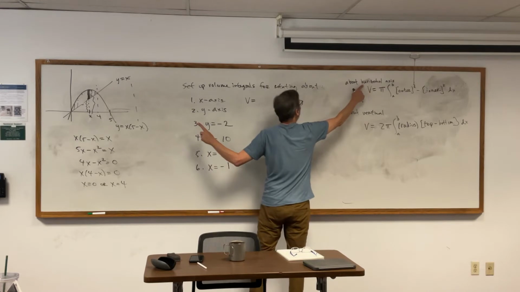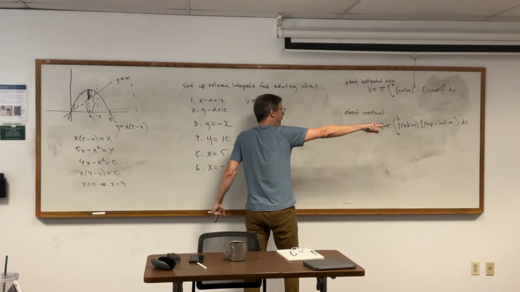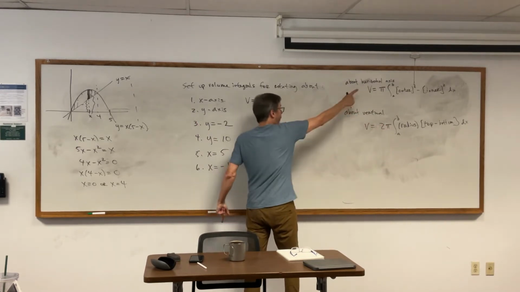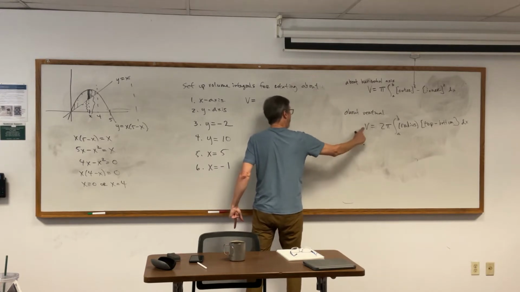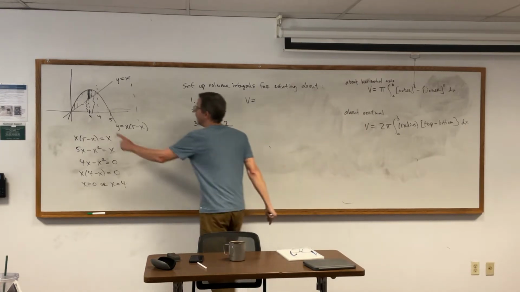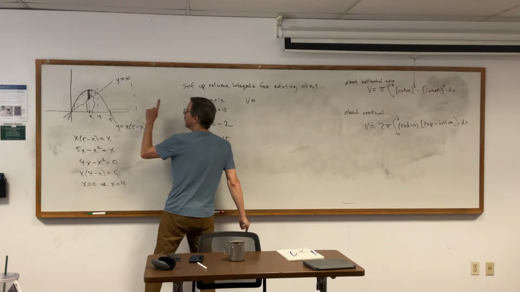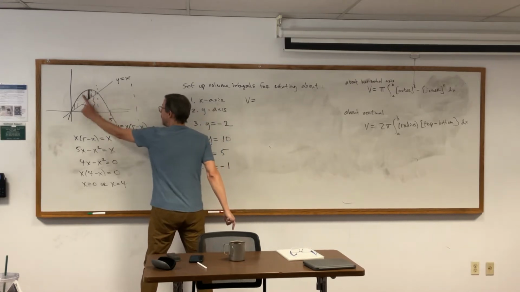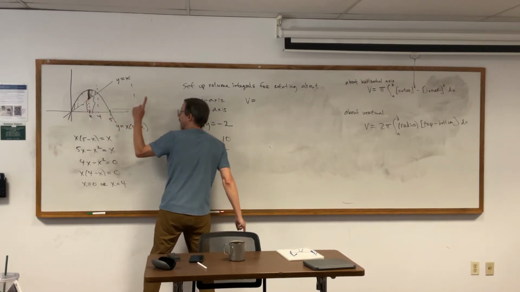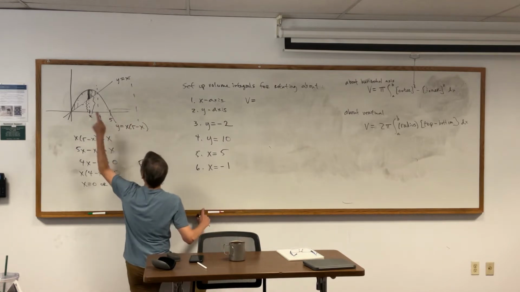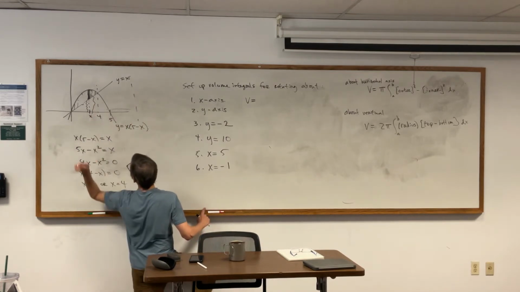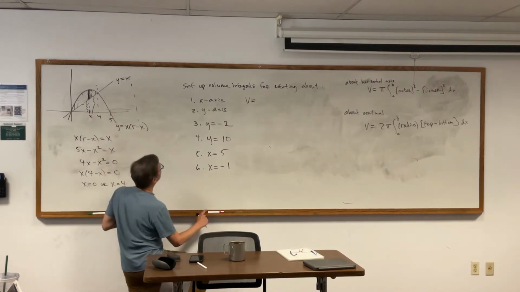So for a horizontal axis, I'm going to use this formula. For a vertical axis, I'm going to use this formula. Because for a vertical axis, I'm going to get those cans. They're called shells, but I get little tin can outsides as I spin around like that. Versus these, where we get washers when I'm spinning that direction.